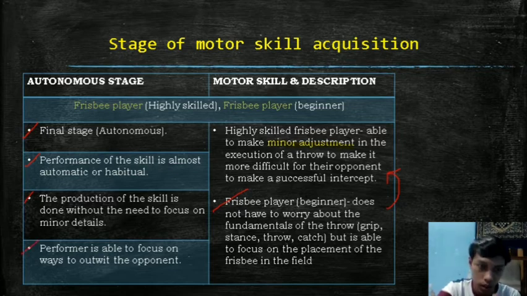The last one is the performer is able to focus on ways to outwit the opponent. So diorang lebih fokus untuk macam mana nak kalahkan opponent dengan skill-skill yang diorang ada. So that's all from me about the Frisbee related to the Fitts and Posner 3-stage model. We proceed to the next presenter.